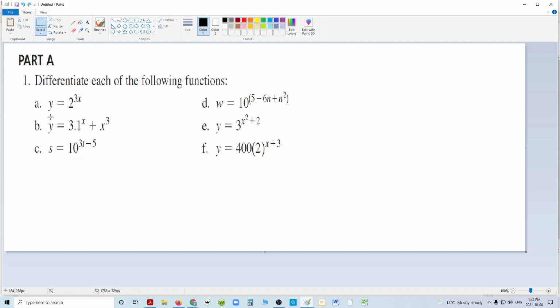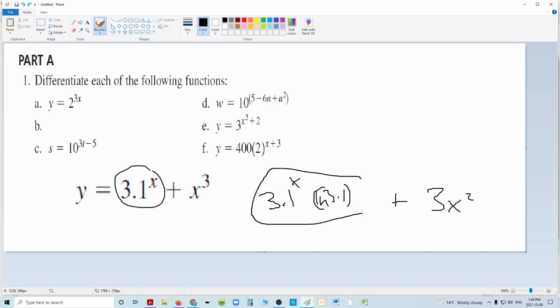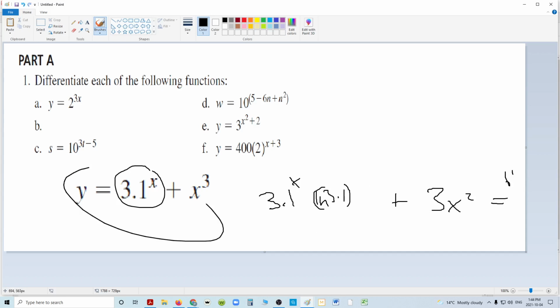Okay, what about this one? Well, this is just two functions added. So you take the derivative of this and the derivative of that. The derivative of that is just 3x squared. The derivative of this is the same as the function times the ln of the base times the derivative of the exponent, which is just 1. So that's just that. I would put the ln up front. So you can see it's 3.1 to the x times ln 3.1 plus 3x squared is equal to the derivative of that function.